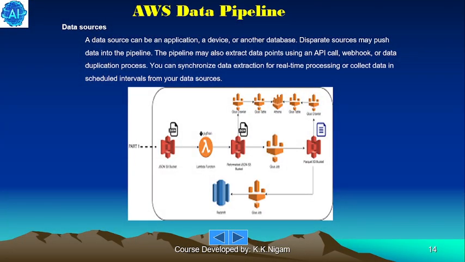Data sources. A data source can be an application, a device, or another database. Disparate sources may push data into the pipeline. The pipeline may also extract data points using an API call, webhook, or a data duplication process. You can synchronize data extraction for real-time processing or collect data at scheduled intervals from your data sources.